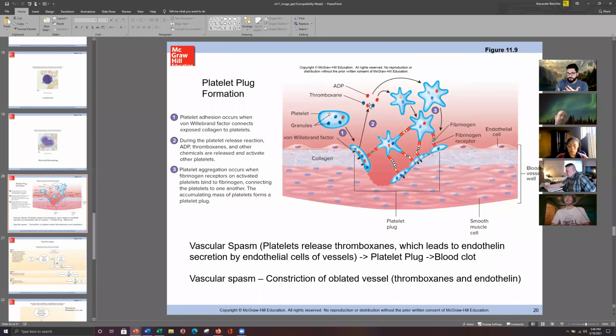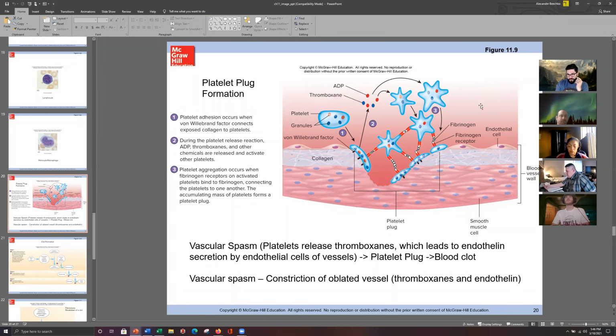ADP will act as a secondary signaling molecule in conjunction with thromboxane to activate other platelets that are floating by, as a paracrine response to say, hey, come on over, we need to block up the site and prevent further damage to this area.